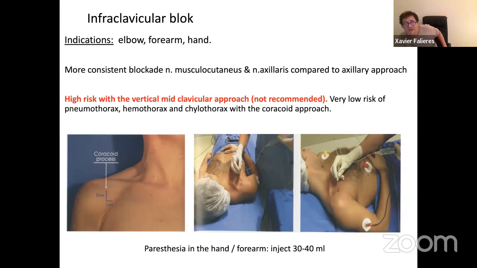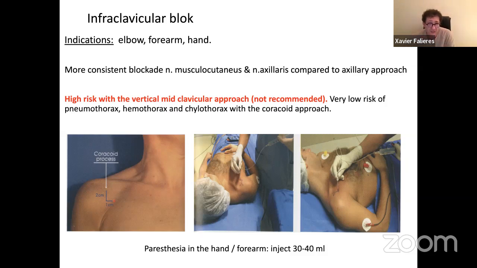The infraclavicular block is less used than the other ones. I would say it's a very useful block. I will describe here the way that my friend and colleague Dr. Gartner from France described many years ago. It's very good for elbow surgery, forearm and hand. It gives a more consistent block of the musculocutaneous and the axillary nerve compared to the axillary approach.